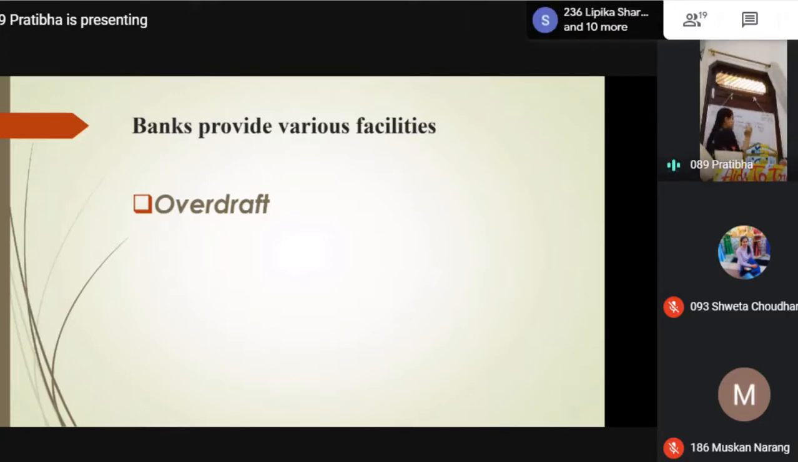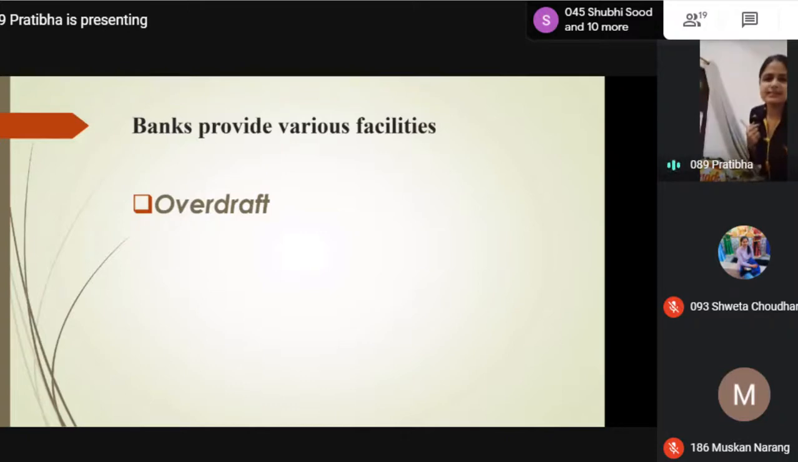This is overdraft. The bank charges interest on the extra amount which has been withdrawn by this person. This is the overdraft facility that is provided by the bank to the businessman. So these are the functions of the bank which are provided to its customers.